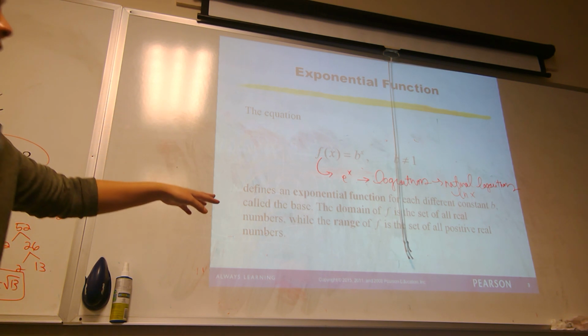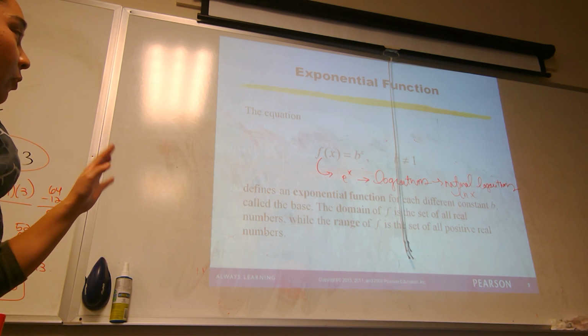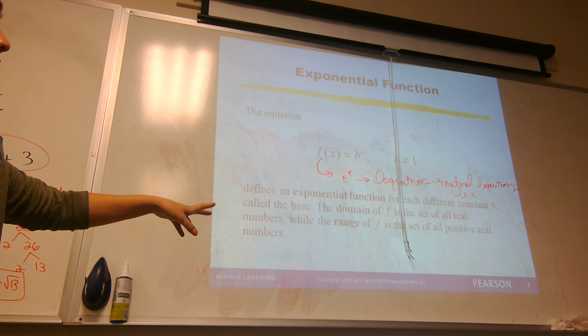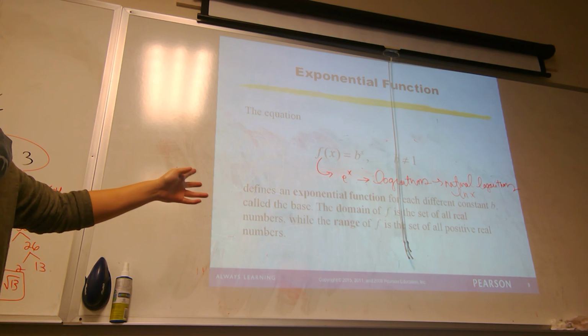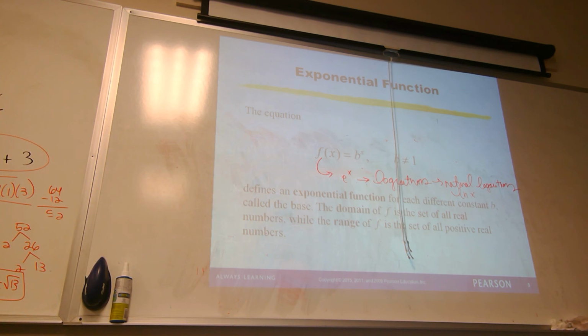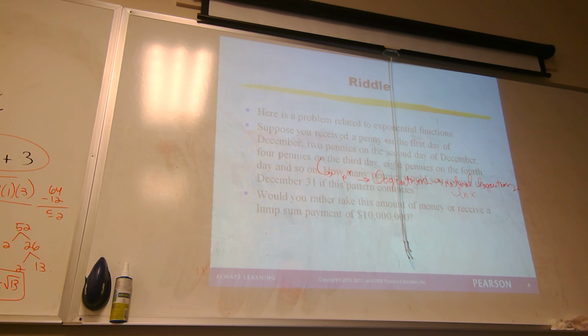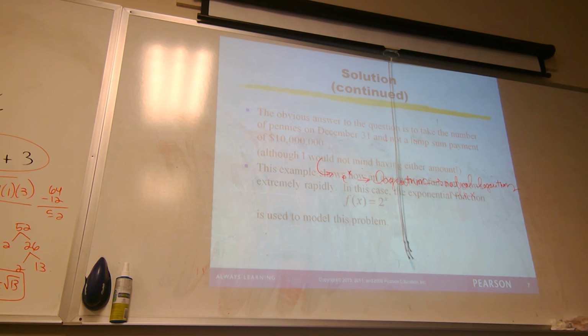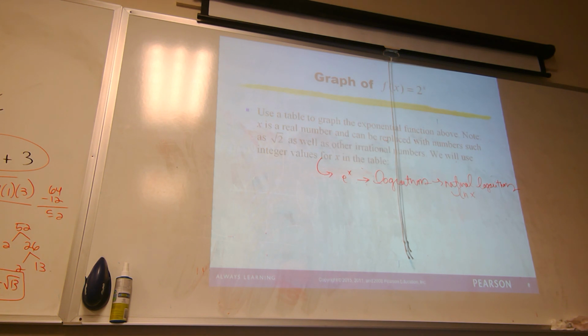The domain of f is all real values, right? There are no values that are not included in this, while the range is only positive values. Okay, you cannot have a negative set of values. We're not going to do the riddle, and we're not going to do this. All right, so here's our function 2 to the x.